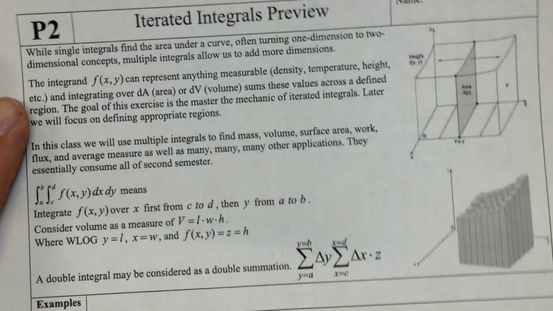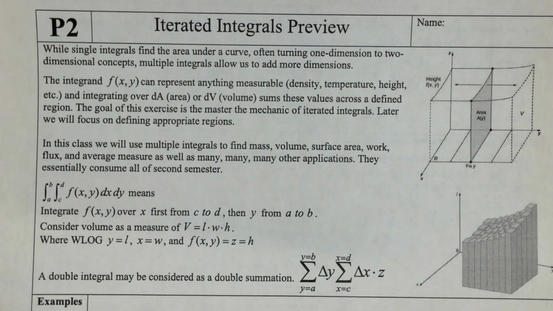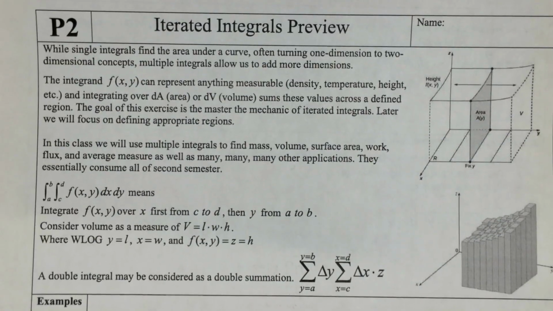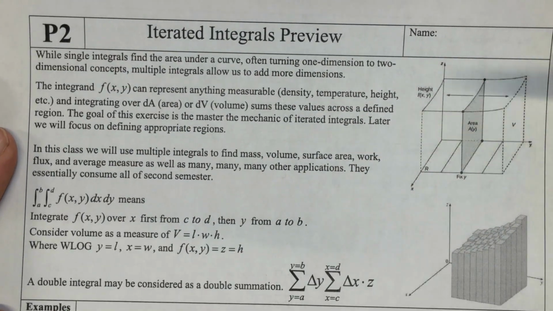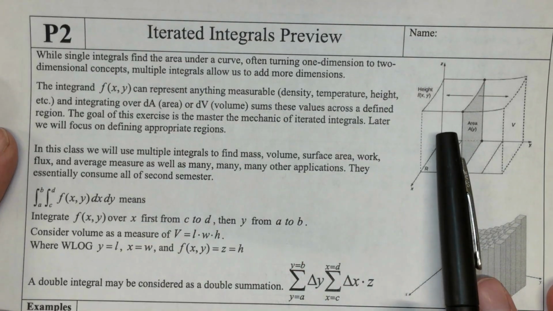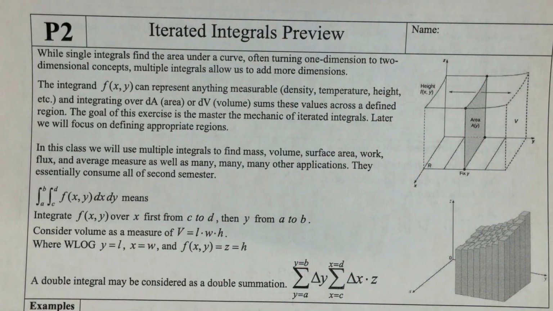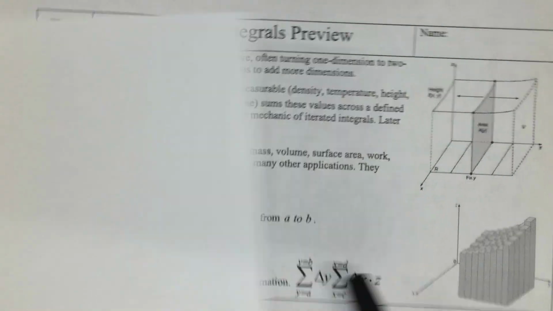Here we begin our preview of repeated integrals. There's a lot going on this sheet of paper. There's a lot of examples on this sheet of paper, so I want to make sure it's clear and obvious what's going on here. We have this concept that's going to take our 2D integrals that find area and take it to 3D. But I want to take you back to this idea of summation.